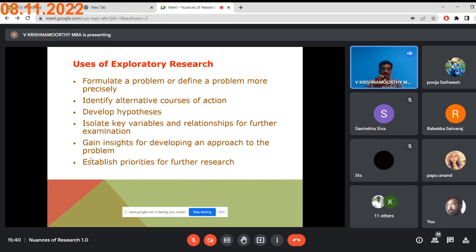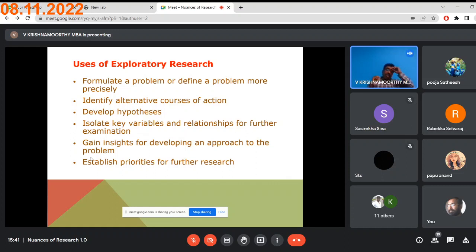You can develop hypotheses. If we take hypothesis, we know only the null hypothesis and the alternate hypothesis. Apart from this, there are several other hypotheses. For example, simple hypothesis. There is another terminology called complex hypothesis. In a simple hypothesis, only one independent and one dependent variable will be there. We are just studying the impact or relationship between one independent and one dependent variable. But in a complex hypothesis, independent variables may be several and dependent variables may be several. That is a complex hypothesis.